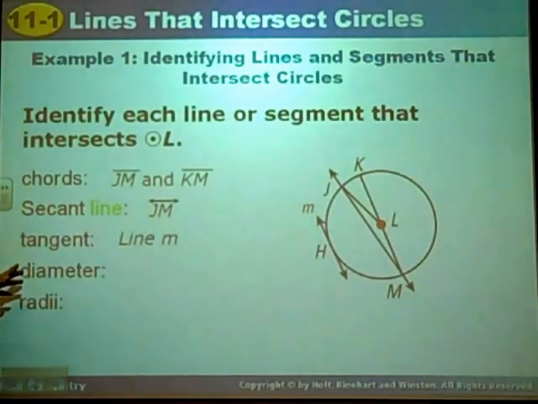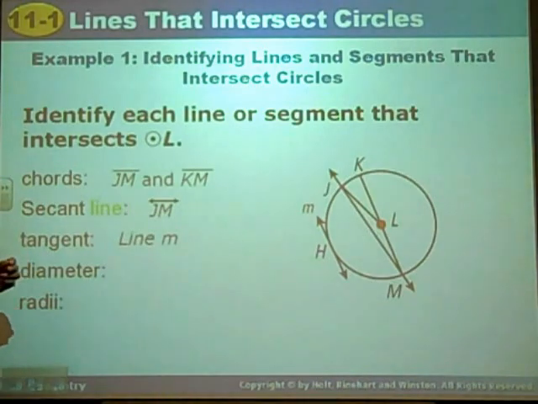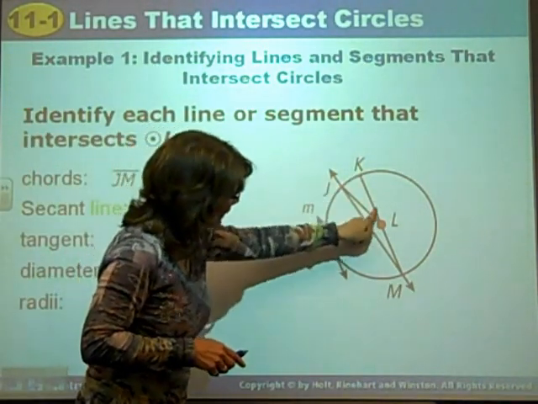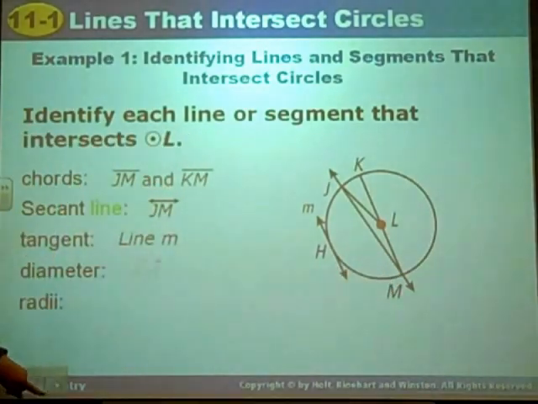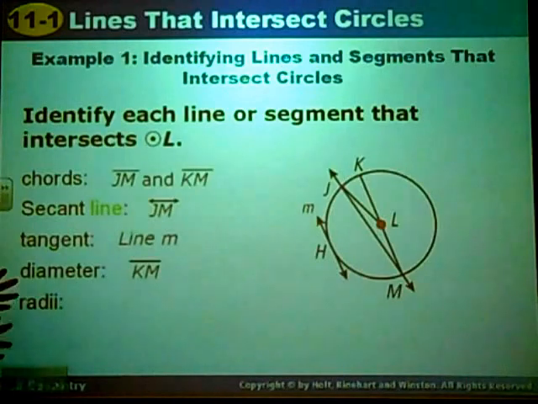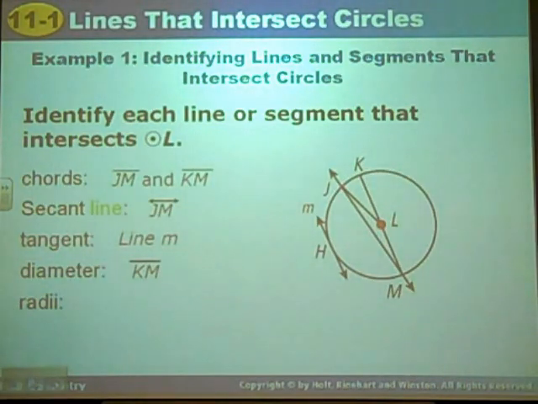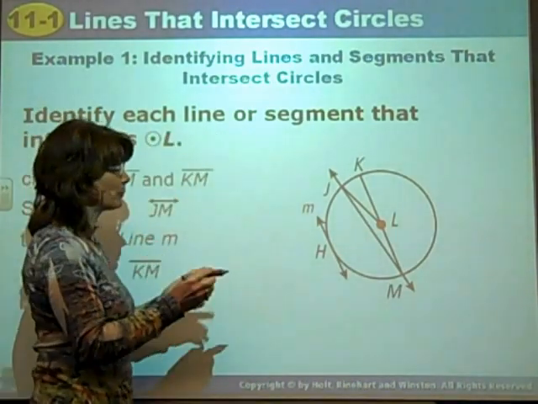The diameter of this circle has got to be a chord that goes through the center of the circle. So right here, K to M, it's a chord, but it's a special chord, it's the diameter. And when you're looking for a radius, remember that that's half the diameter. A radius is half the diameter. It goes from the center to any point on the circle.